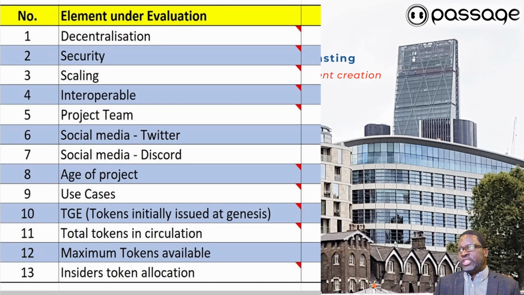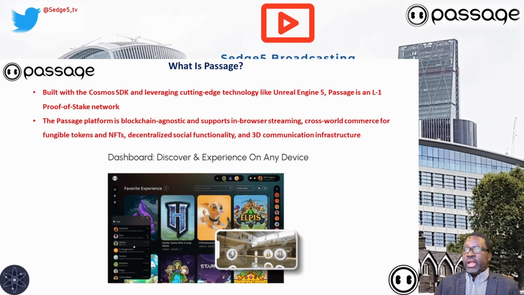So what is PASG? Built with the Cosmos SDK and leveraging cutting-edge technology like Unreal Engine 5, PASG is a layer 1 proof-of-stake network. The PASG platform is blockchain agnostic and supports in-browser streaming, cross-world commerce for fungible tokens and NFTs, decentralized social functionality, and 3D communication infrastructure.